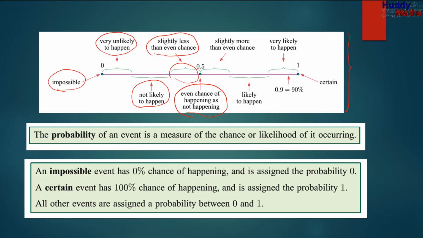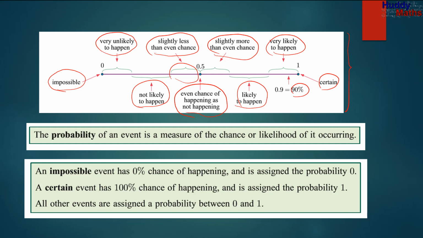Even chance is in the middle, 50-50 or 0.5. And then on the other side, slightly more than even. So that's how we're going to describe these sectors of our number line. It's likely to happen in there and very likely to happen up the top and certain in there. So if you had 90%, you'd call it very likely to happen, something in that range there.